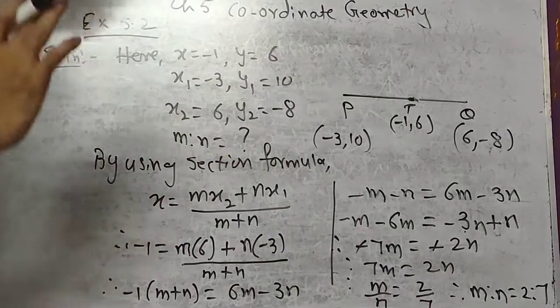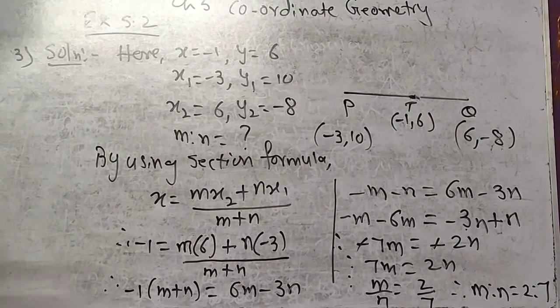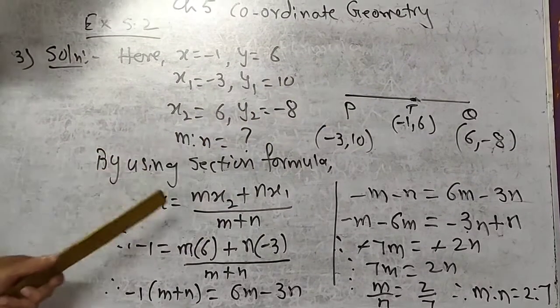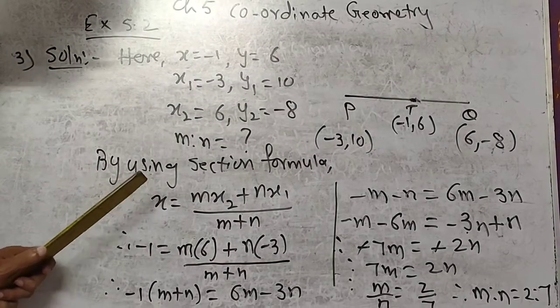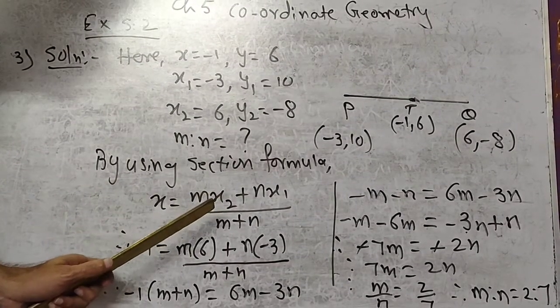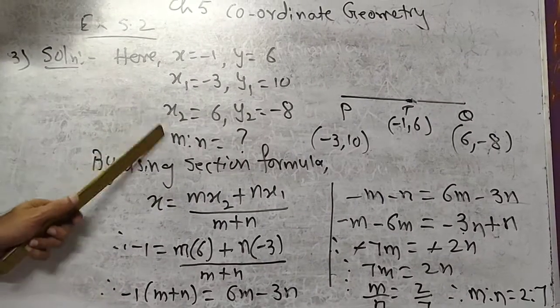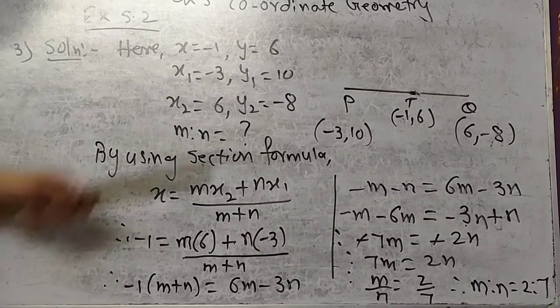Please copy it down. Again I am saying there is no need to use both. Okay, only one, x. For x, with the help of this x formula we can get the ratio. Very easily we can get the ratio. Please copy it down.